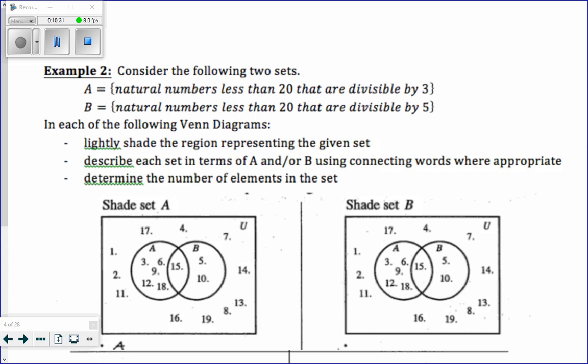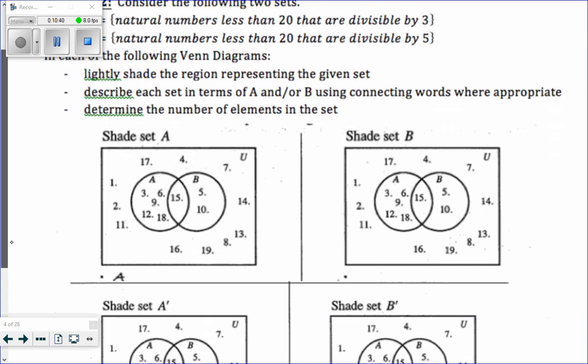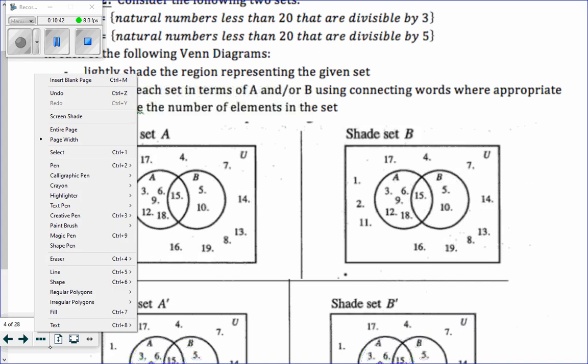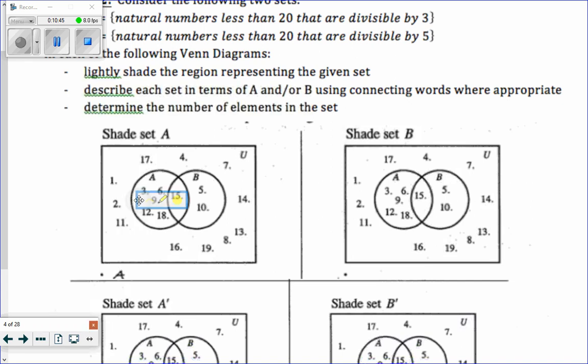In each of the following, lightly shade what it represents, and then give the number of elements in the set. So it says shade set A. Set A is everything that's in circle A. It doesn't matter that 15's in both. It's all the numbers inside circle A. Okay. This one, it's all the numbers inside circle B. It doesn't matter that 15's in both. It's everything that's in circle B.